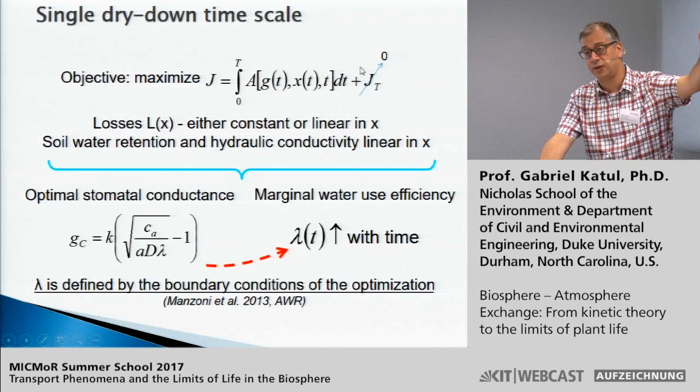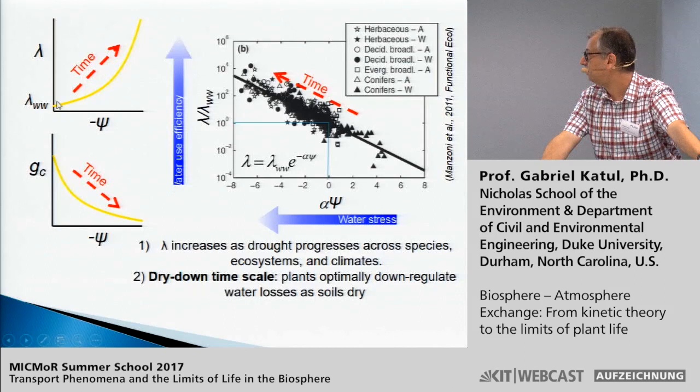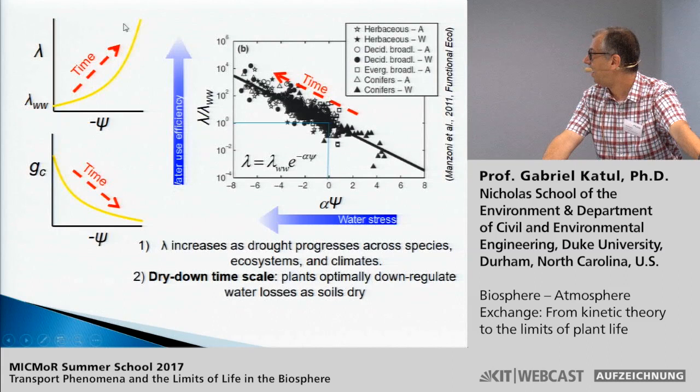at the end. And he showed that in all cases, you start with well-watered conditions for lambda, which is now a boundary condition, and that, of course, increases with time if leaf pressure becomes more and more negative or stomatal conductance drops with time. And in fact, when you combine the two, you could show that the marginal water use efficiency, because time can be eliminated from both, now looks like it depends on the long-term pressure in the leaf.